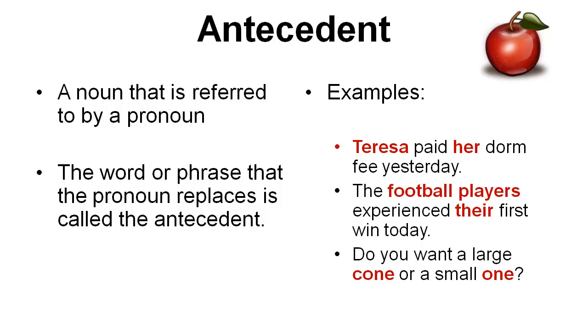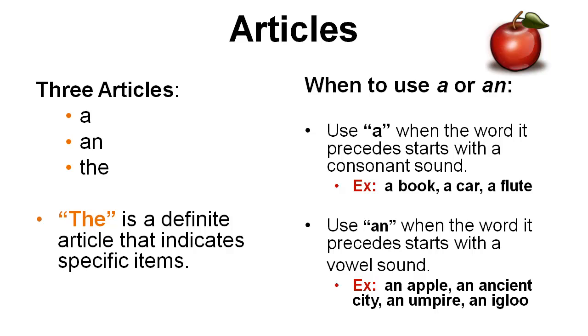You could, but that gets repetitive. So you use pronouns to refer to the thing you're talking about. Do you want a large cone or a small one? One is the pronoun that refers back to cone, so cone is the antecedent.